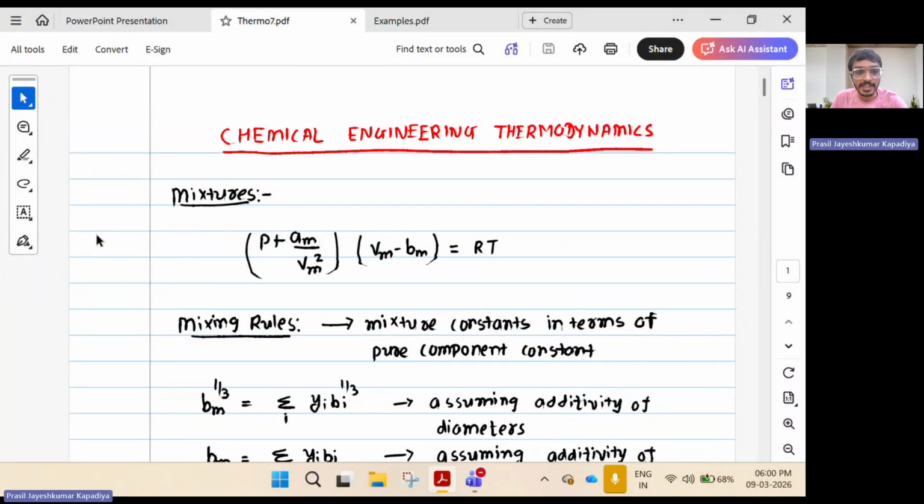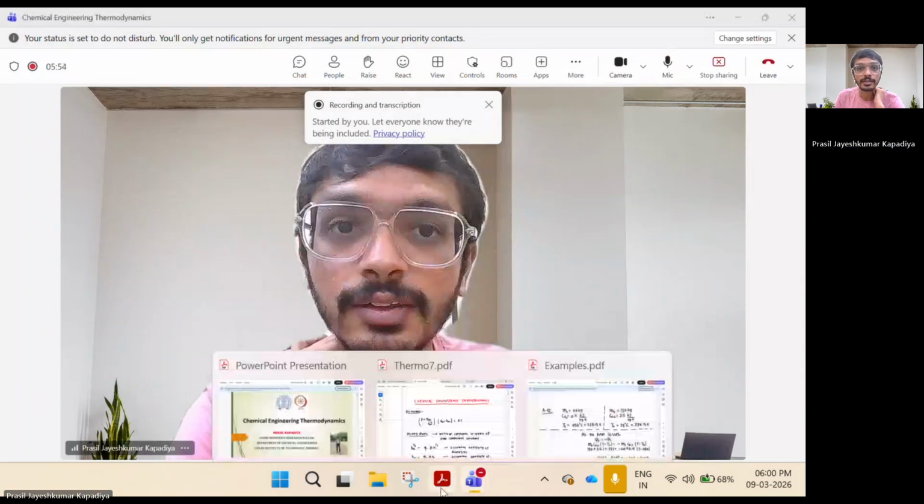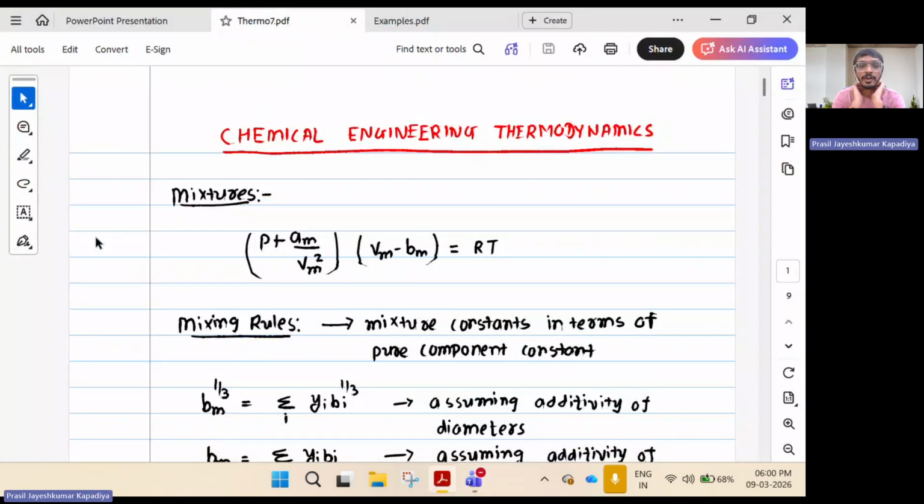Okay, so in today's session, we are going to learn more about partial molar properties. Till now, we have learned various equations of state like the Van der Waals equation of state, Peng-Robinson, and all those equations of state. Those we have used only for pure components. Whatever we have dealt with till now is with pure component systems only.